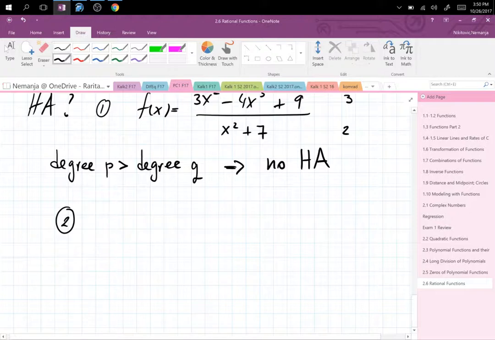Example number 2. Maybe I should say yes on SA, but we'll deal with the rest. Big slant asymptote, SA. You have VA, HA, SA: vertical asymptote, horizontal asymptote, slant asymptote.